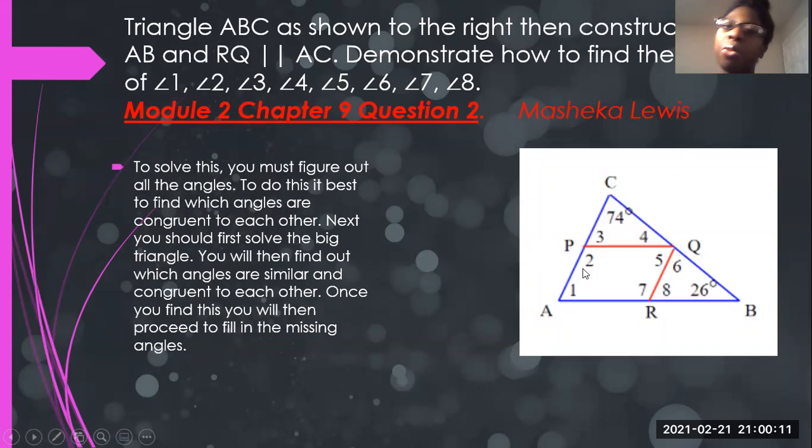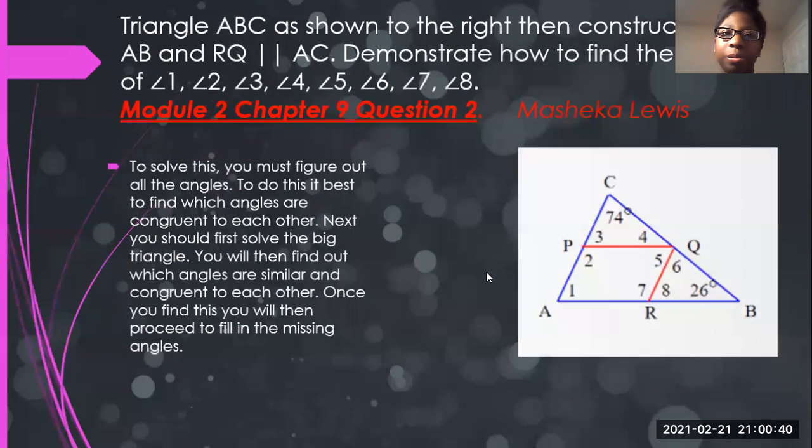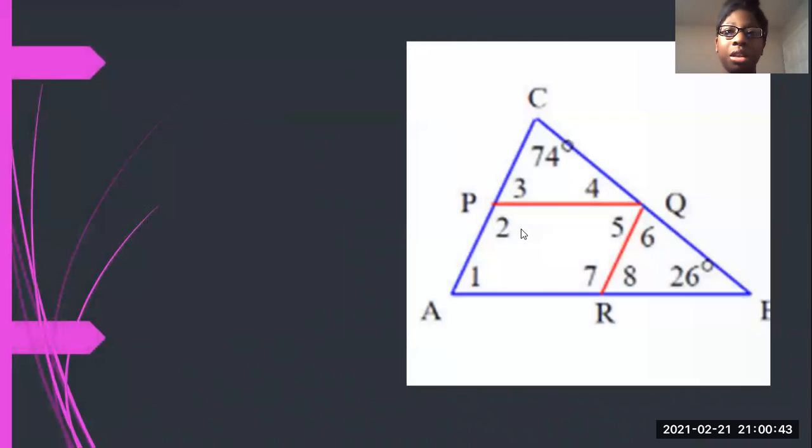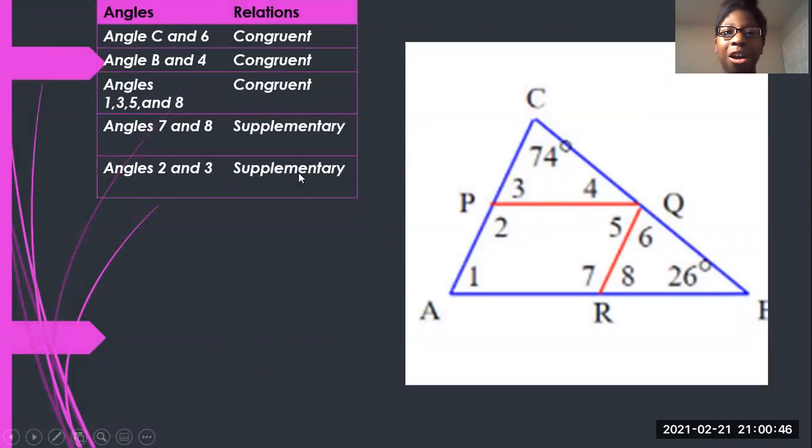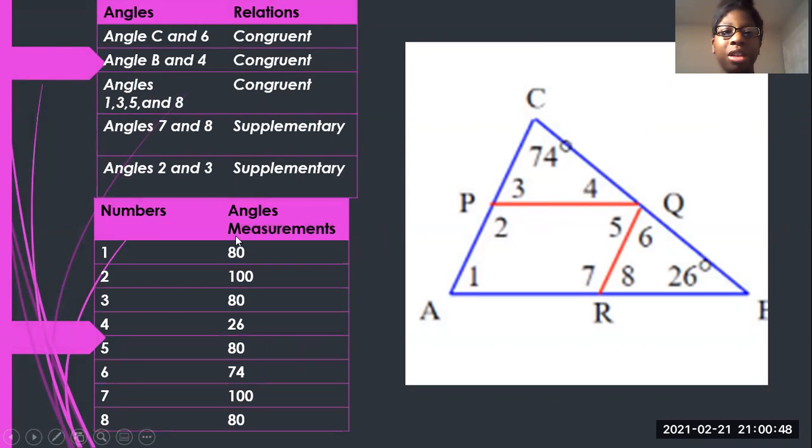So first find number 1, which is angle A, or A, C, and B, which is 74 and 26. So 180 minus 74 and 26, and we'll get our answer. Now we also need to know what angles are congruent, which is 1, 5, 8, and 3. And then we also see that 3 and 2 are supplementary angles. So are 8 and 7. Now, like I said, this is our congruent and supplementary angles. And these are our measures.